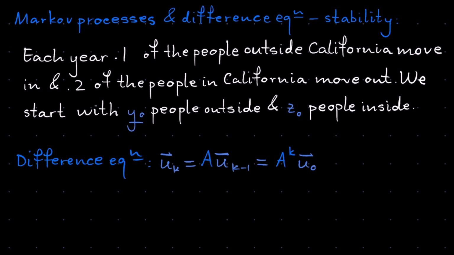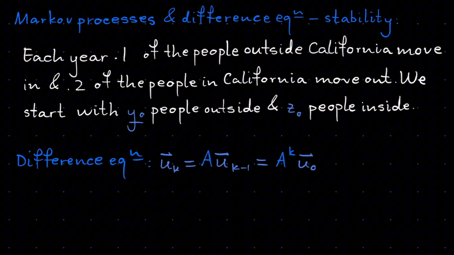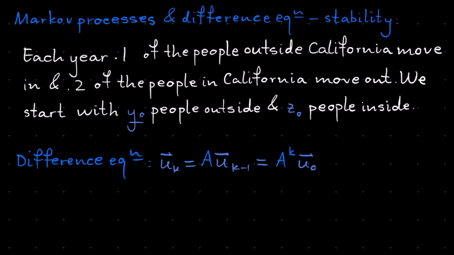Alright, so let's look at this problem. And by the way, this process we're going to tackle today is called the Markov process. Each year, 10% of the people outside of California move in, and 20% of the people inside California move out. We're also given that we start with Y0 people outside and Z0 people inside.